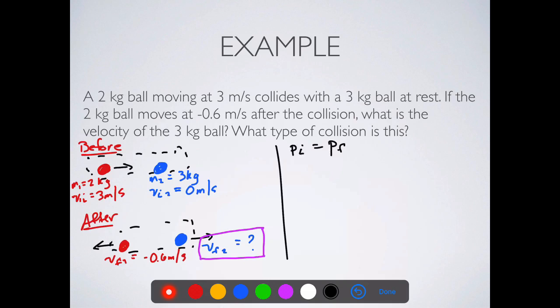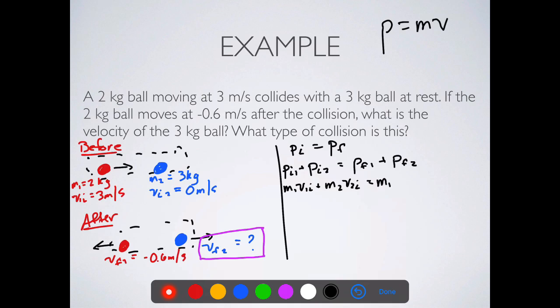All right. Now, let's talk about things that have momentum. At the beginning, I have 2 objects. So I have the initial momentum of object 1 plus the initial momentum of object 2 equals the final momentum of 1 plus the final momentum of 2. All right? Now, we know from a few days ago that momentum is equal to mass times velocity. So let's substitute that in. Initial momentum of 1 is m1 times v1 initial plus m2 times v2 initial is equal to m1 times v1 final plus m2 times v2 final.